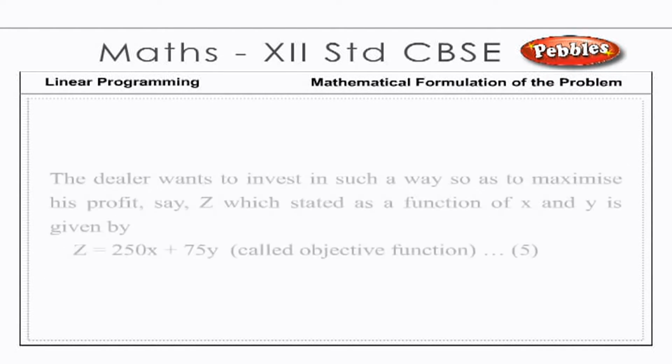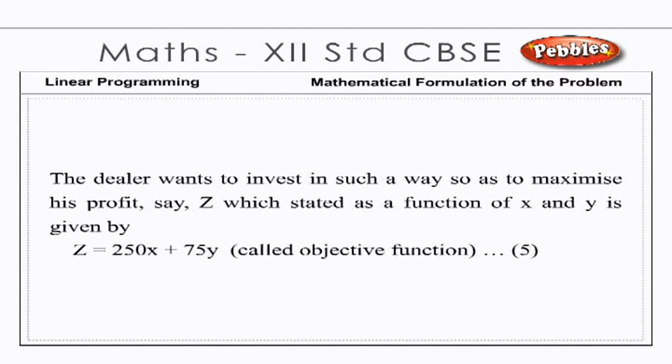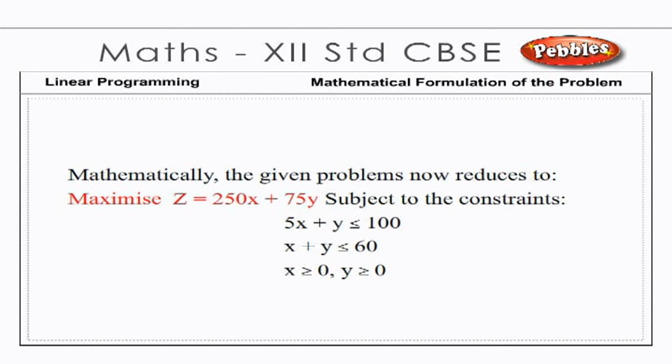Equation 4. The dealer wants to invest in such a way so as to maximize his profit, say Z, which stated as a function of x and y is given by Z is equal to 250x plus 75y, called the objective function. Equation 5. Mathematically, the given problem now reduces to maximize Z is equal to 250x plus 75y.